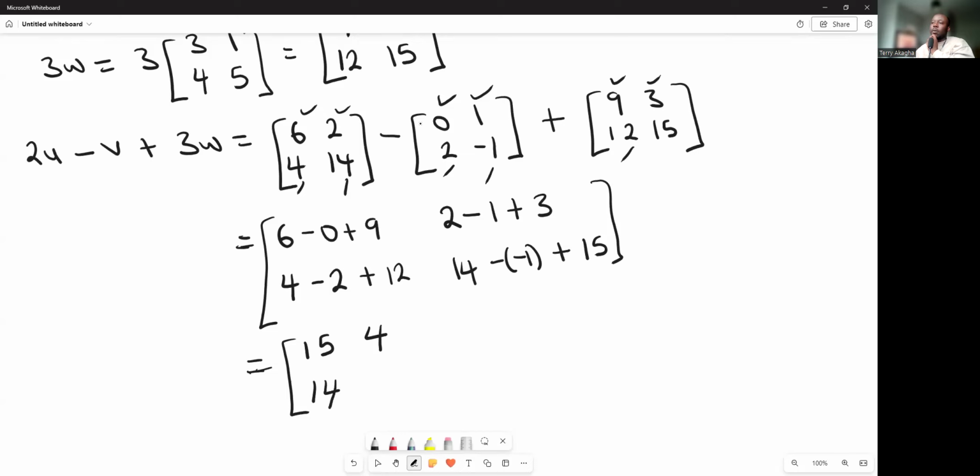Then finally, minus times minus gives us plus. So we have 14 plus 1 plus 15, and that will give you 30. And that will be the answer for that. Okay, and that's how you do matrix arithmetic.